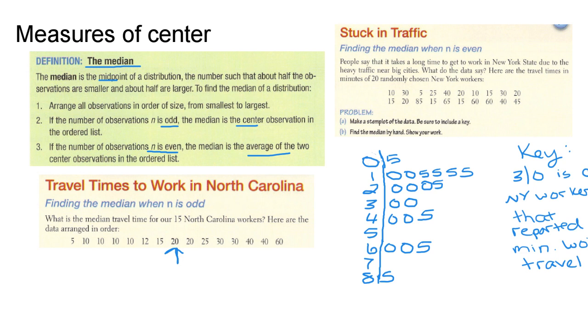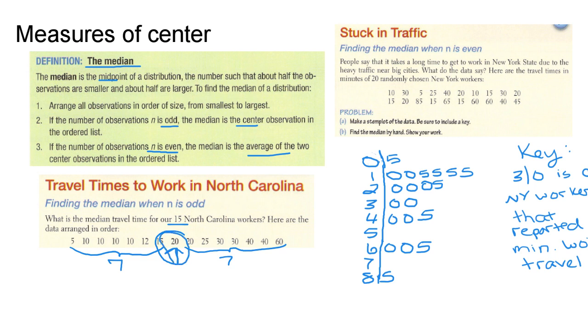Okay, so for the first part of this one, it asks to find the median travel time for our 15 North Carolina workers. Well, that's an odd data set, so I can just literally find the one that's in the middle. I put them in order. There are 7 pieces of data on this side, 7 pieces of data on this side. Therefore, 20 is what is in the middle, and that is my median.